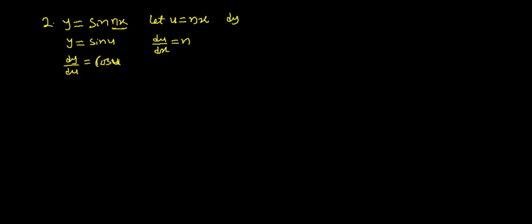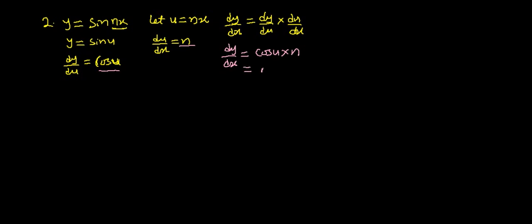So now from our formula, dy/dx is equal to dy/du times du/dx. Let's now substitute our values. Then dy/dx will be equal to dy/du, which is cos u, times du/dx, which is n. So this will be equal to n cos u. We know our u is equal to nx. Then that means we are going to have n cos nx. So dy/dx is equal to n cos nx. So this is our dy/dx.